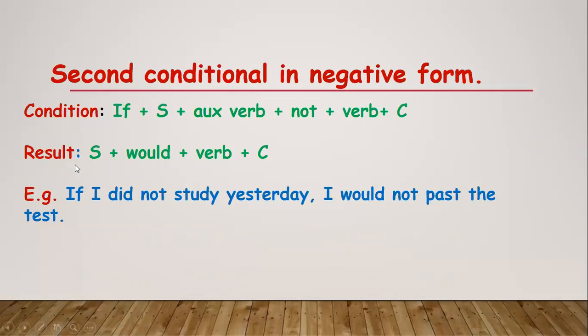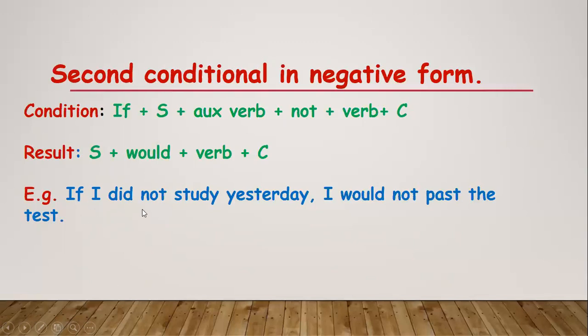Y ya el result, que es la segunda parte, vendría normal. Subject plus would plus verb plus complement. Ejemplo, if I didn't study, miren, if I didn't study, como miren que es en simple past, este auxiliar y este no, y este verb tendré que ir en simple past. Este tiempo gramatical de esta frase tiene que ser en simple past porque es lo que determina el second conditional.